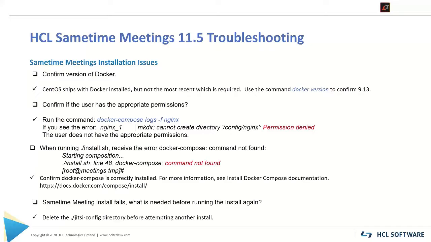So the common issues around the Docker part is making sure that you have the correct version of Docker installed. CentOS, for example, ships with Docker installed, but not necessarily the version we need. So you can use the command docker version to confirm what version is there, or follow our steps in the documentation that talk about removing whatever might be there and running the new yum install command such that you get the latest version of Docker and you know you have the latest.